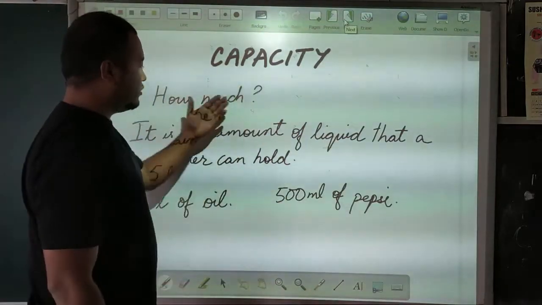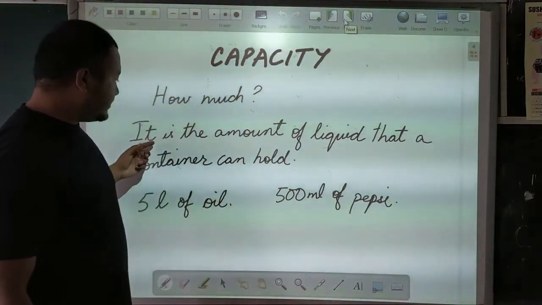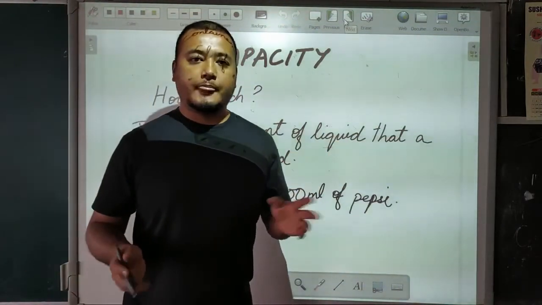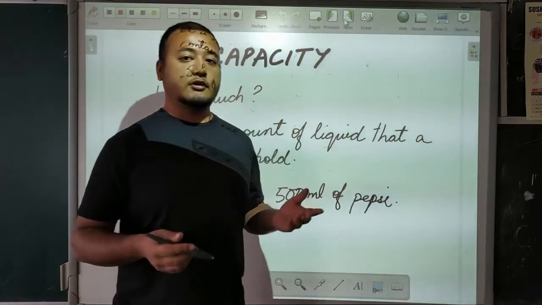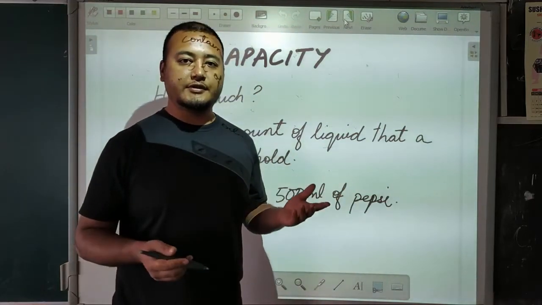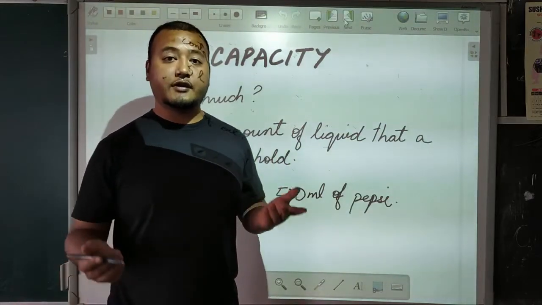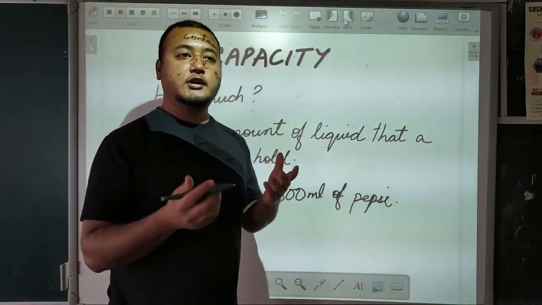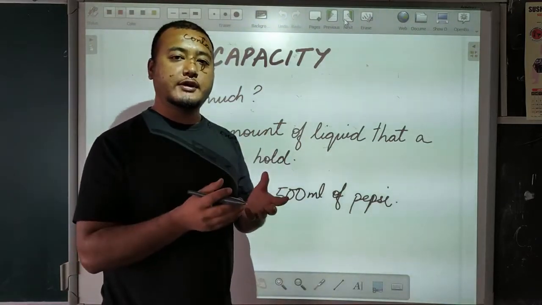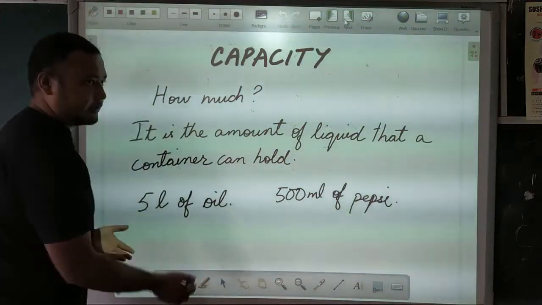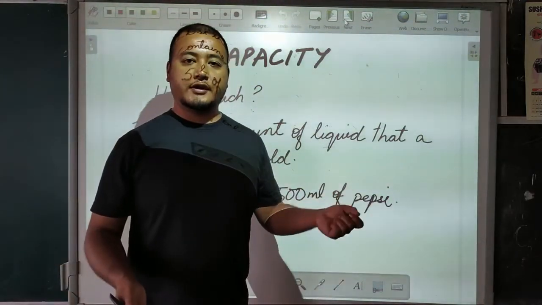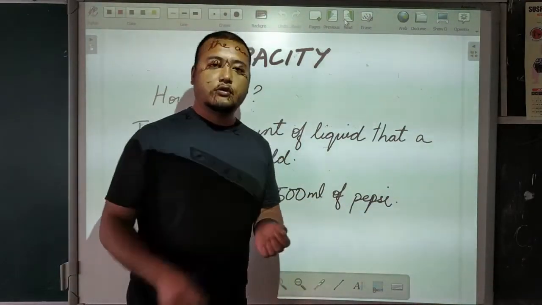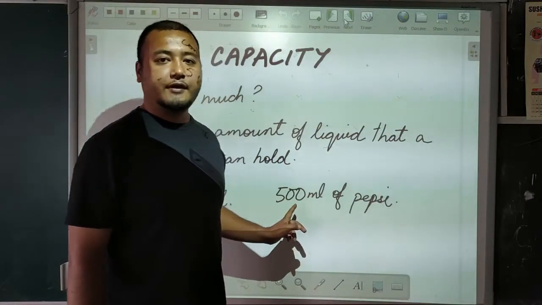Next, capacity. Again, how much? But in this case it is the amount of liquid that a container can hold. So you have your soft drink bottles, some of them are labeled 2 liters, some 1.5 liters, some 1.75 liters, some 500 ml. So they all talk of how much liquid that container can hold inside it. Like 5 liters of oil, you have that jerry can of oil, which has 5 liters. Then you have 500 ml of Pepsi, the small plastic bottle of Pepsi which has 500 ml.